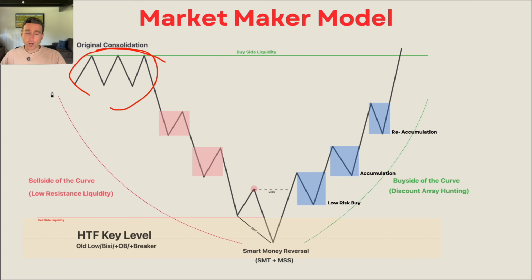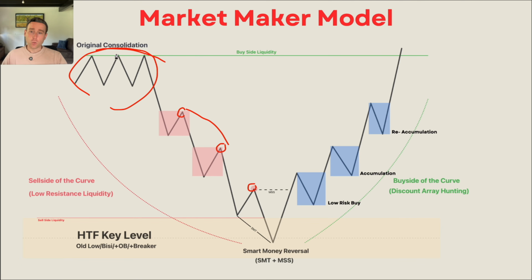And then you have in the market maker buy model the sell side of the curve. And the sell side of the curve leaves behind low resistance liquidity. If you're not sure what low resistance liquidity is, I have a dedicated video on liquidity on this YouTube channel. It's basically leaving out a swing high that doesn't take out any other liquidity. So we're not doing this to go lower. No, we have a failure swing. We don't break this high before going lower.